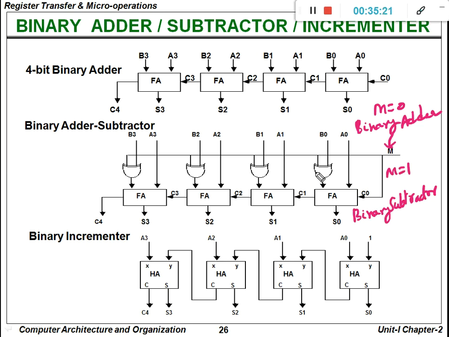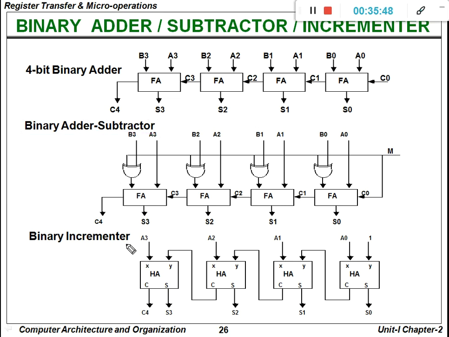In addition to that, we are going to use an exclusive OR gate. Whenever M is equal to 0, the exclusive OR gate is going to produce the same value. Whenever M is equal to 1, it is going to produce the reverse value. So using that property, we can construct a binary adder subtractor circuit.